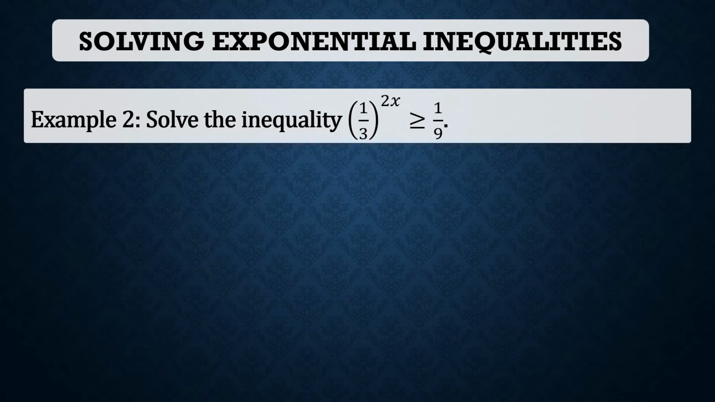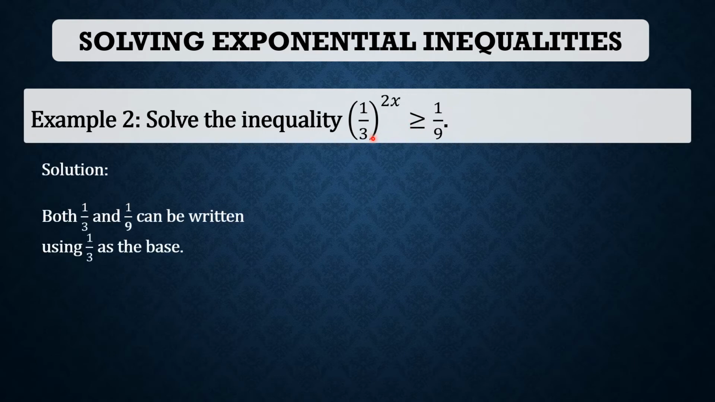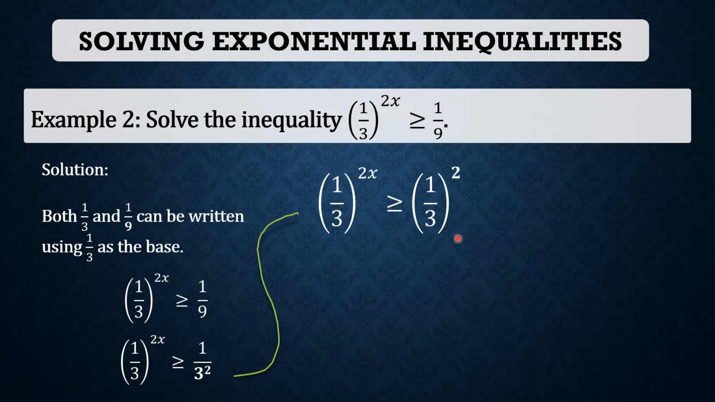Another example, let's say solve the inequality 1/3 raised to 2x is greater than or equal to 1 over 9. So, mapapansin nyo, yun pa rin yung aim natin is to first make sure that the base are the same. Notice that both 1/3 and 1 over 9 can be written using 1/3 as the base. And so in this case, we know that this inequality is equivalent to this one. Notice that 1 over 9 can be expressed as 1 over 3 squared. Now, mapapansin nyo that since we have 1 over 3 squared here, we know that this is now equivalent to this one. Okay, so nilabas natin yung exponent niya.